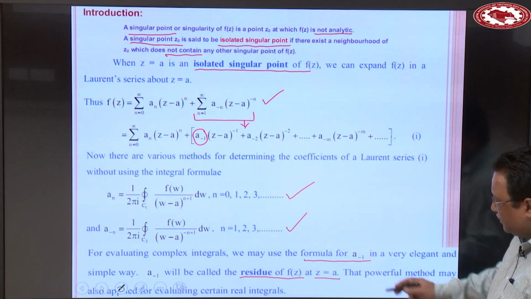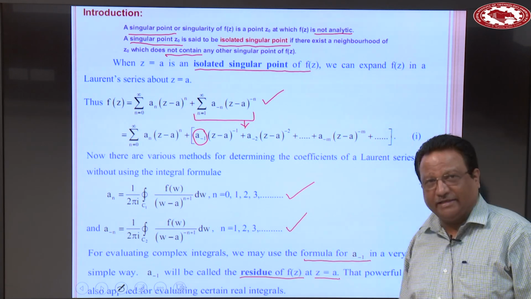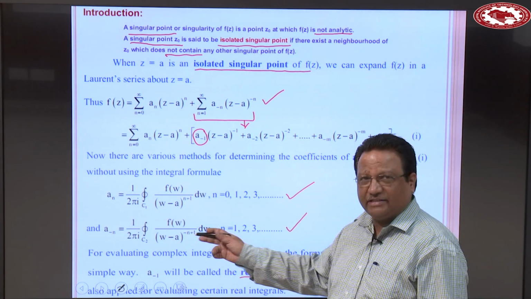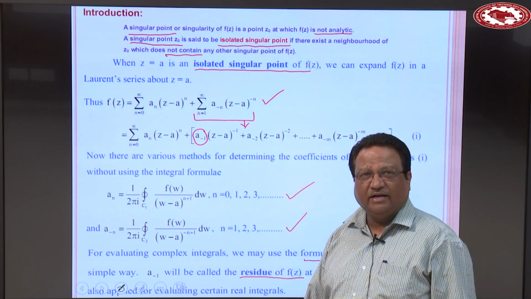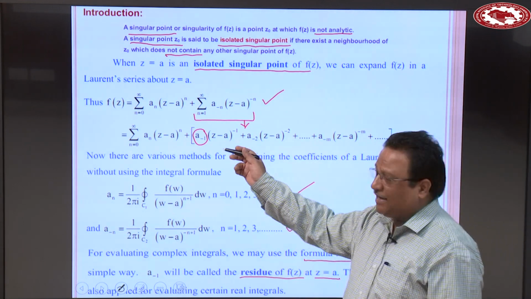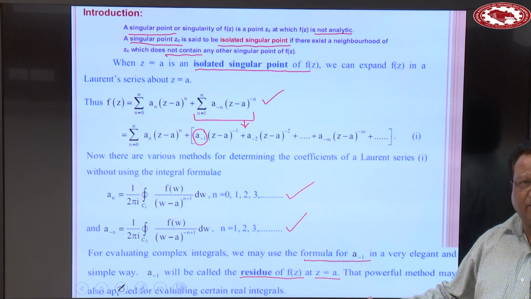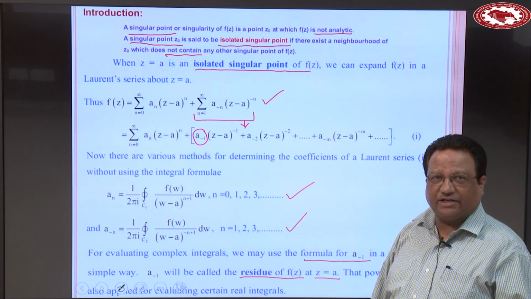So this is the formula we are going to develop now, how to find the residue. In fact, the residue can be evaluated by using this formula. By putting n equal to 1 you can evaluate a_(minus 1), and that one is the residue of the function. But we have some other ways to evaluate the residue of the function at z equal to a.